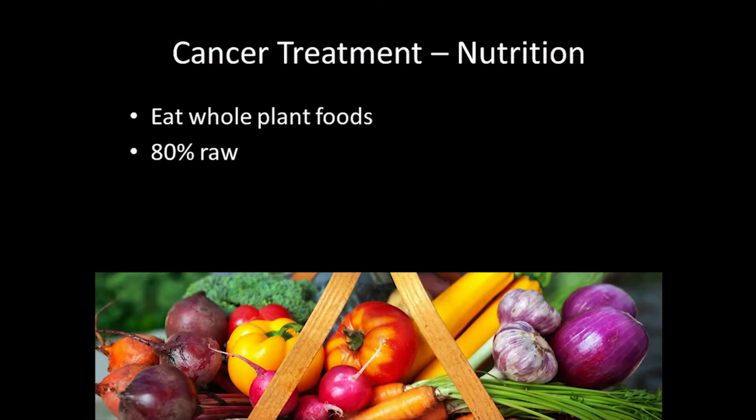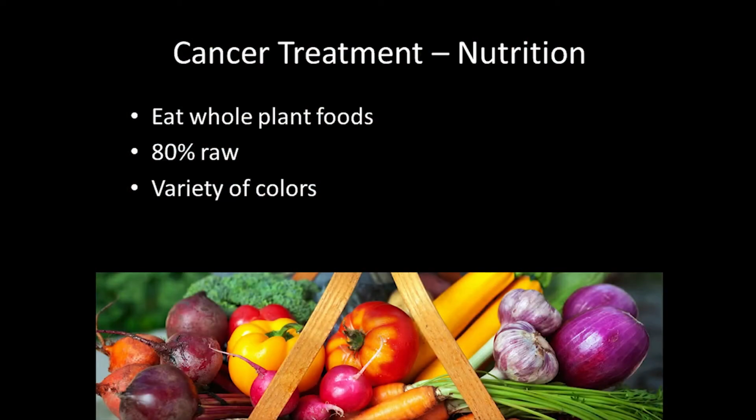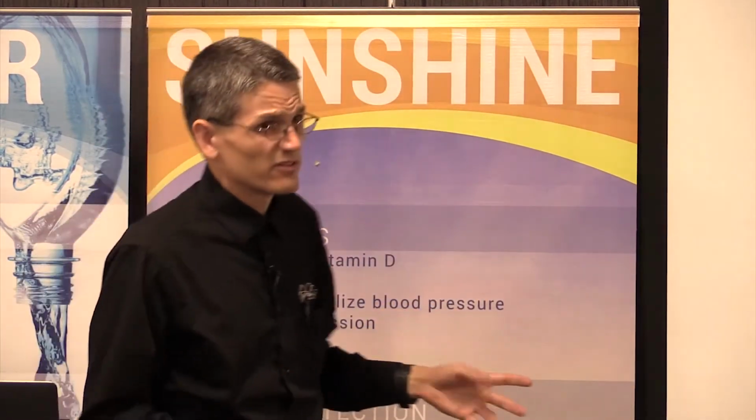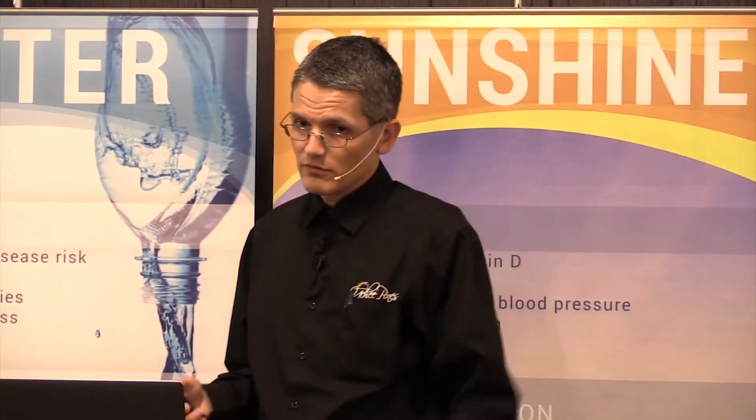We'll usually put individuals on about an 80% raw, so 80% of your plate being raw, 20% of your plate being cooked, right? And cooked is not bad. There are some nutrients that you get from broccoli cooked that you get a higher bioavailability of than when it's raw. But there's other components of the broccoli that you have a better absorption and bioavailability when it's raw than when it's cooked. So it's good to have a combination of the two. Get a variety of colors. The variety of colors means that you're getting a variety of antioxidants, phytonutrients associated with it.